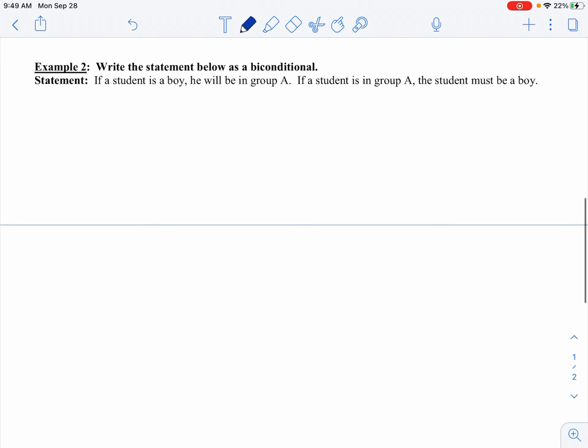All right, one more, and then we're going to be done. Short notes today. Write the statement below as a biconditional. Again, both ways. It says if a student is a boy, he will be in group A. If a student is in group A, the student must be a boy. So we have these two kind of statements here.